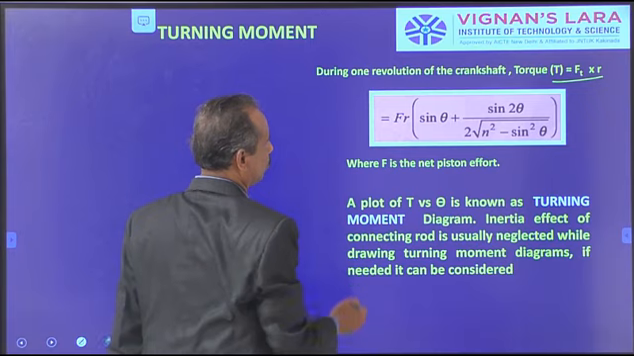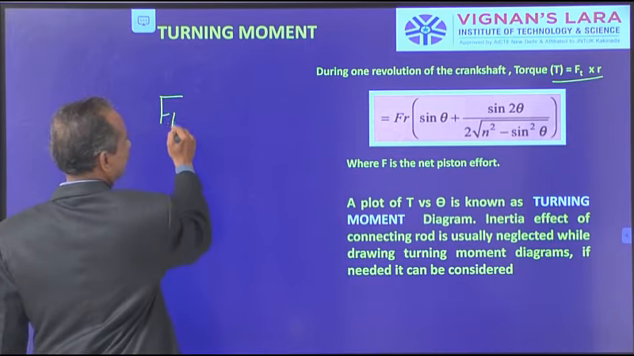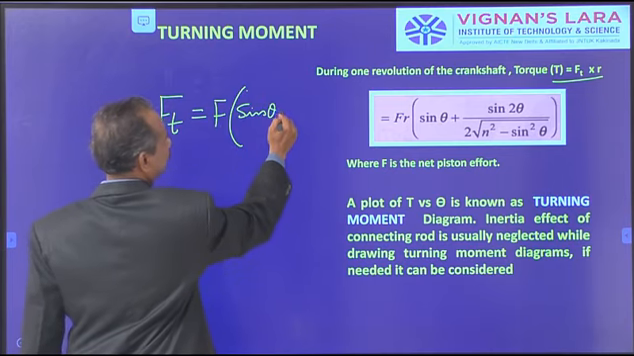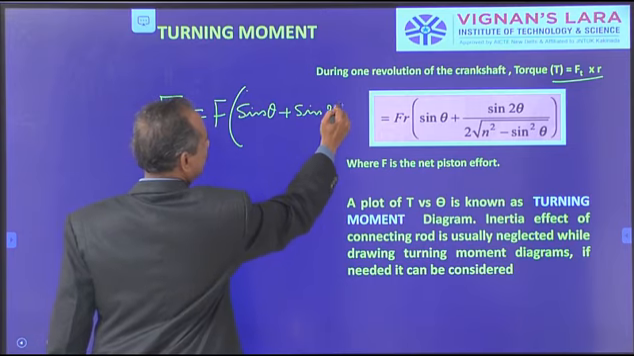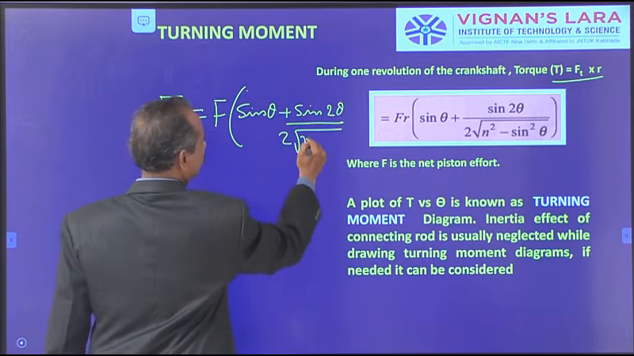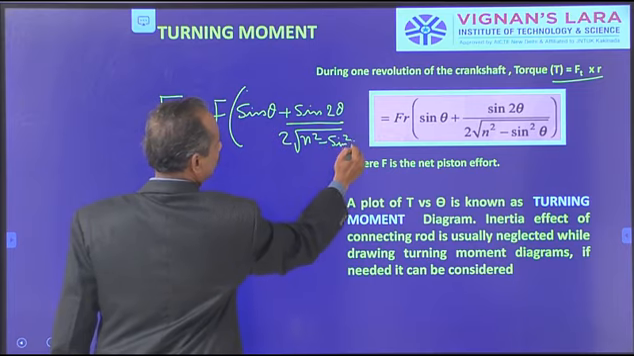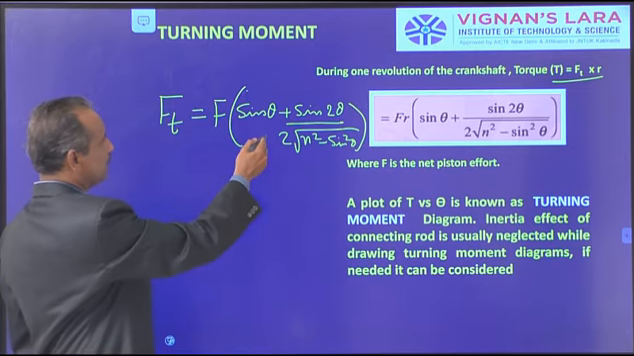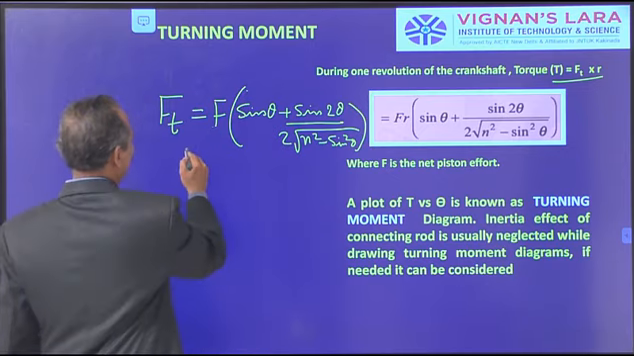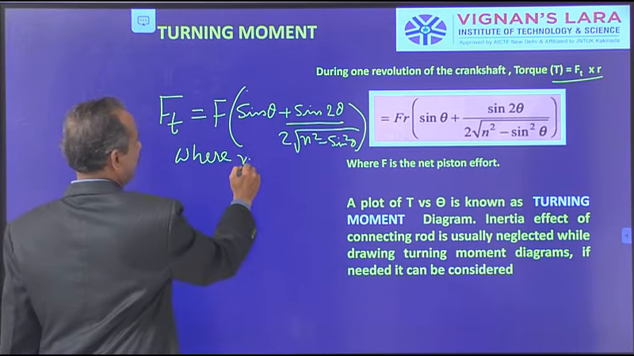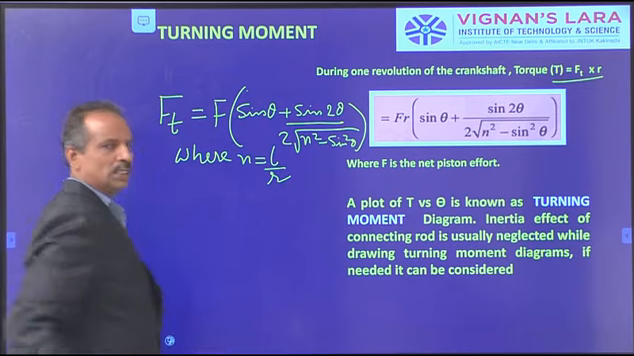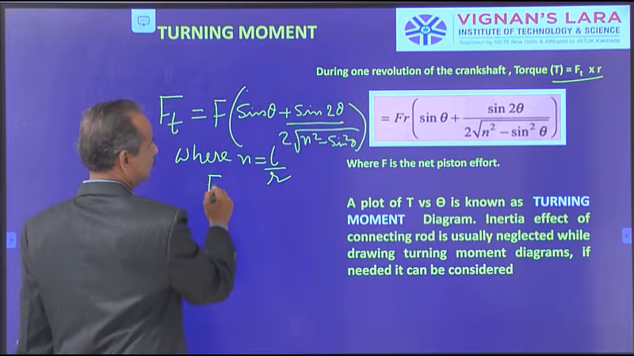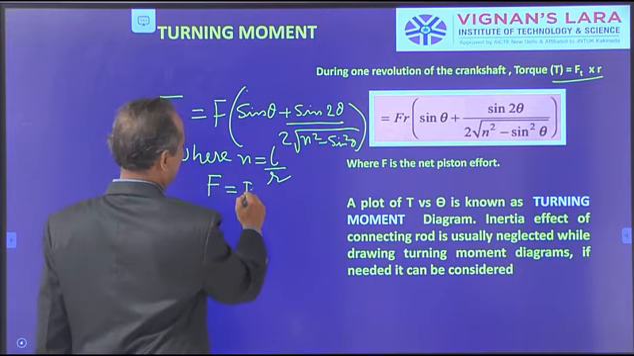This equation is already known to you. That is Ft is equal to F [sin theta plus sin 2 theta by 2 under root n square minus sin square theta], where theta is the angle made by the crank with the line of stroke, where n is L by R, that is the ratio of length of the connecting rod to the radius of the crank, and F is the piston effort. So this is piston effort.